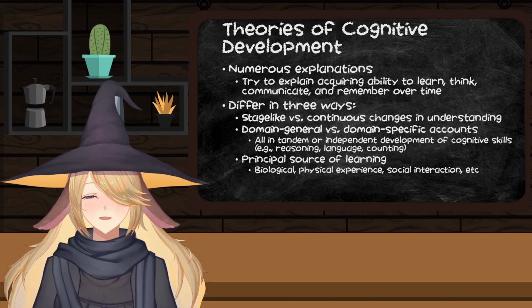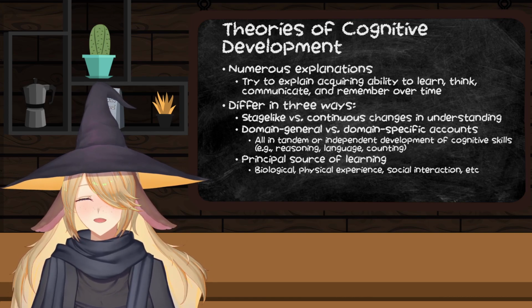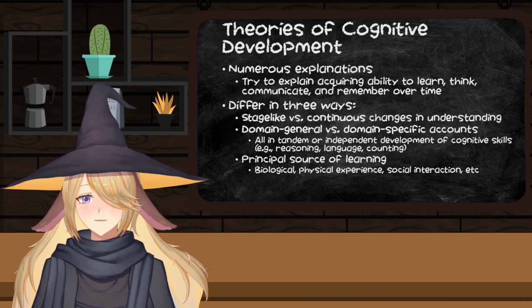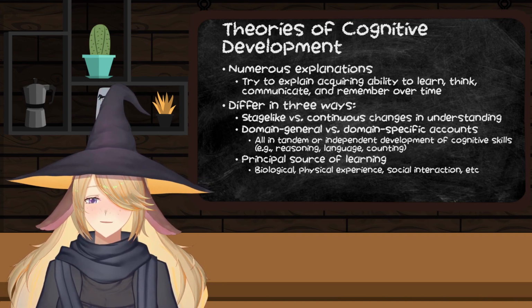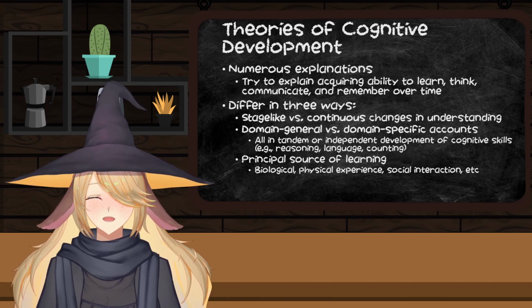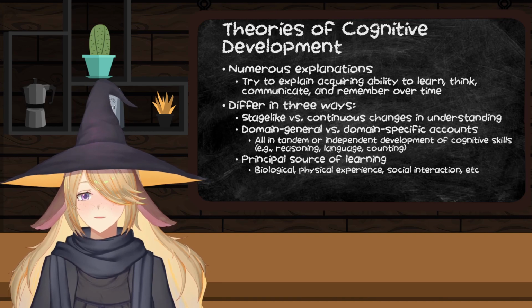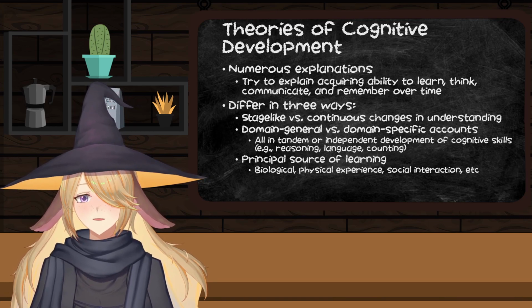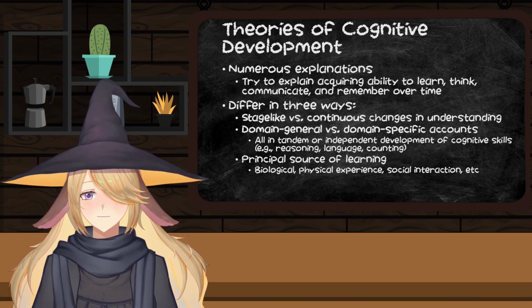So how do these tend to differ? Well, these general theories of cognitive development tend to fall into a couple of different categories. They either look at stages of development or continuous development. And they either look at domain general accounts, where we develop all of our skills in tandem, or domain specific accounts, where we look at specific windows for specific skills.